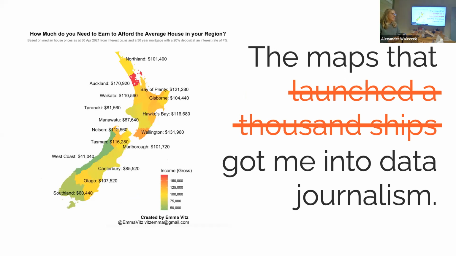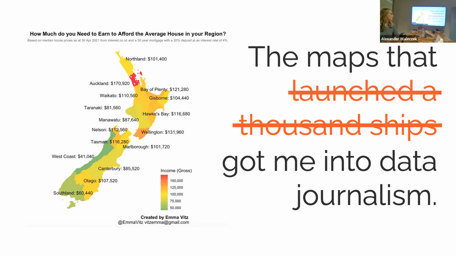Basically what happened is sometime in 2021, I went home sick from work. And when I was scrolling through Twitter, I came across a map that looked like this, but it was of the US. It showed you how much you needed to earn in each state to afford to buy a house in that state. And because I don't know what a sick day is, I was like, all right, I can make this for New Zealand. So I went ahead and did that.